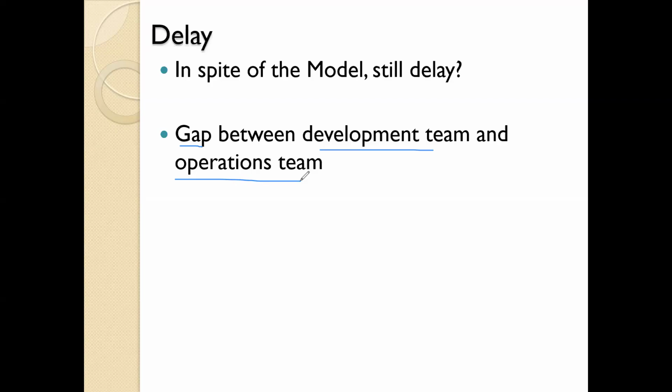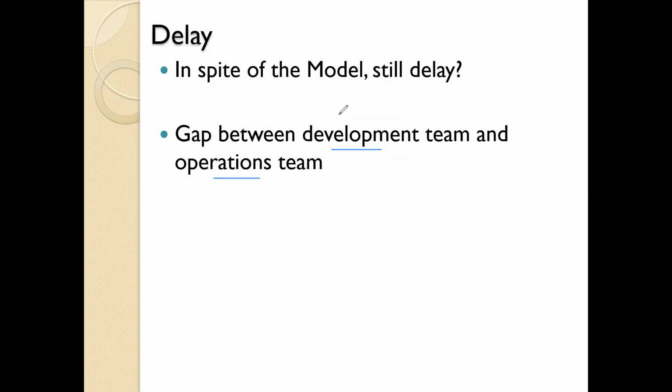Now, for all of us to understand this problem statement, what do you mean by the gap between development team and operations team? To understand this statement, you have to be very clear about what the development team is and what the operations team is. If you're clear in understanding these two terminologies, then this problem statement will be very clear for us. So let's start with the development team.